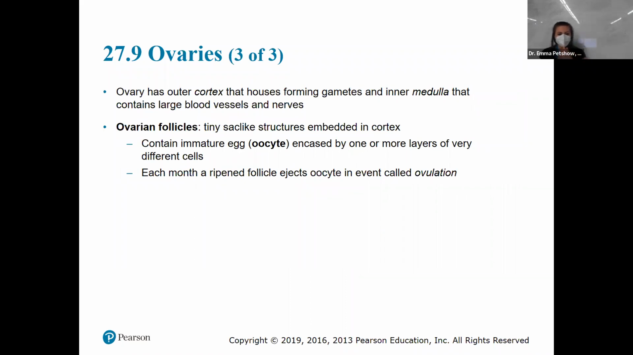So the ovary does have this outer cortex that houses our gametes, and this inner medulla that contains our vasculature and our nerves. So within the ovary, you have a cortex that has your gametes, your follicles, and an inner medulla that contains the nutrients needed. Ovarian follicles themselves are these sac-like structures that are embedded in that cortex layer. They contain an immature egg, which is called an oocyte, and they're encased by one or more layers of a variety of different cells, which we'll look at. And each month, ideally, if you have normal menstruation, a ripened follicle will eject an oocyte, and that's ovulation.